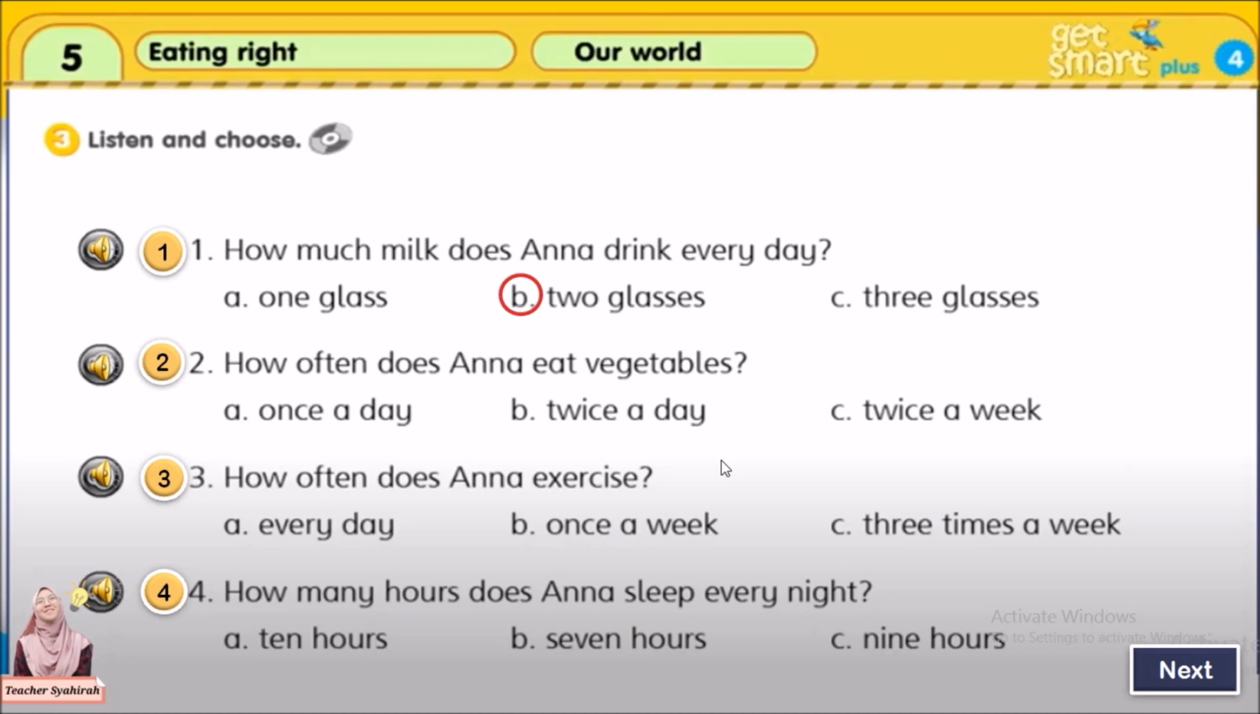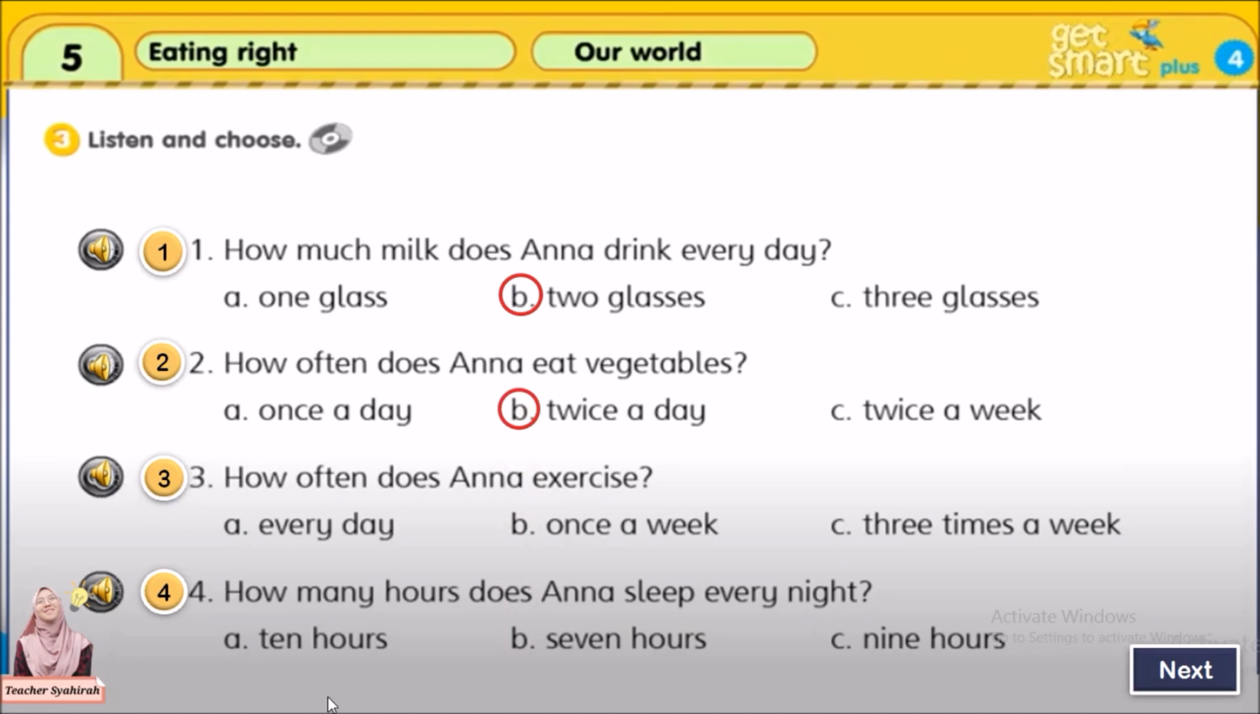That's true. Okay, so how often does Anna eat vegetables? It is. Dia makan tadi dia cakap 2 kali kan? Twice. Okay, is it twice a day or twice a week? Twice a day because she eats vegetables every day. Okay, dia makan setiap hari dan dia makan 2 kali sehari. So number 2 is B. Number 3, how often does Anna exercise?